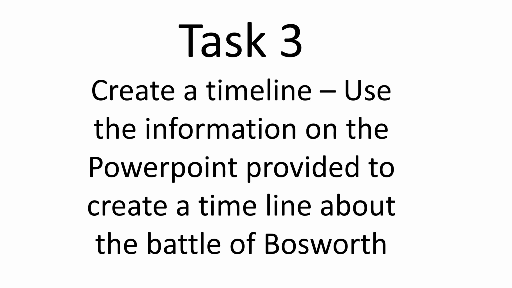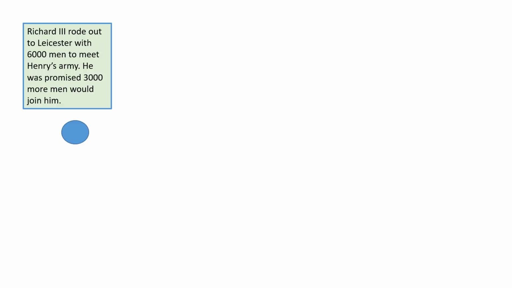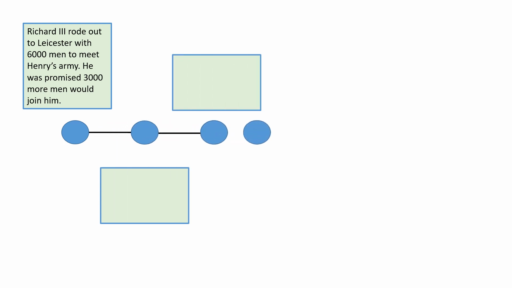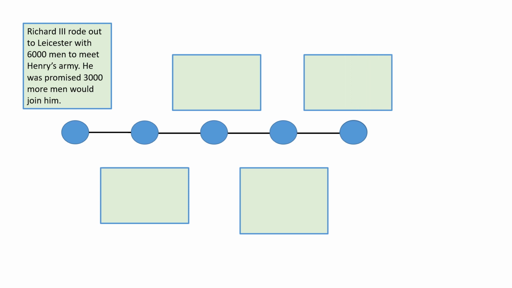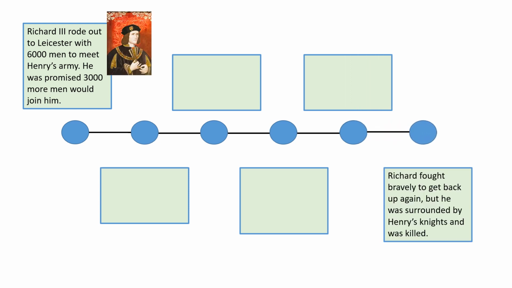So you will have been given a pack of information, a PowerPoint presentation with information about what happened at Bosworth, and I want you to create a timeline of the events that led to Richard's death. You can do the timeline in whatever way you want, but it could look something like this, with information going in a chronological order. You could even add images to your timeline to make it that little bit more interesting and to help it stick in the brain.